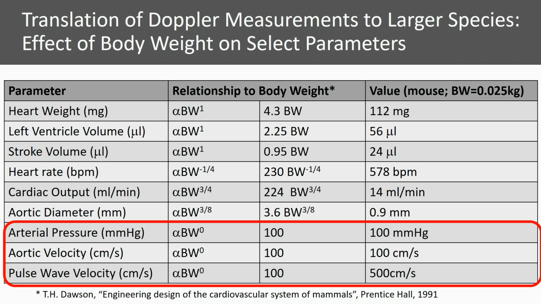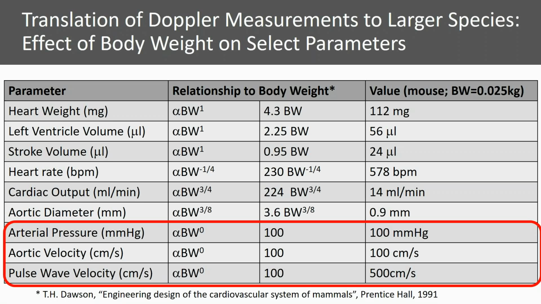So if you come down to the lower part, the arterial pressure, aortic velocity, and pulse wave velocity are independent of body size. So if I were to show you a blood pressure waveform without the timing scale, you wouldn't be able to tell whether it came from a mouse, rat, or human.